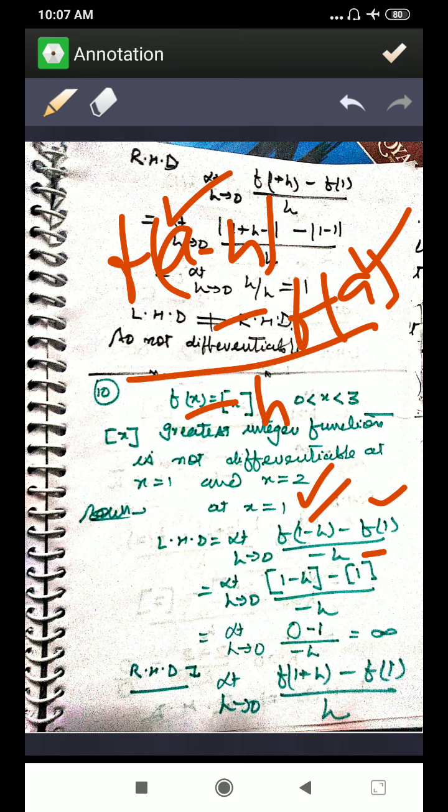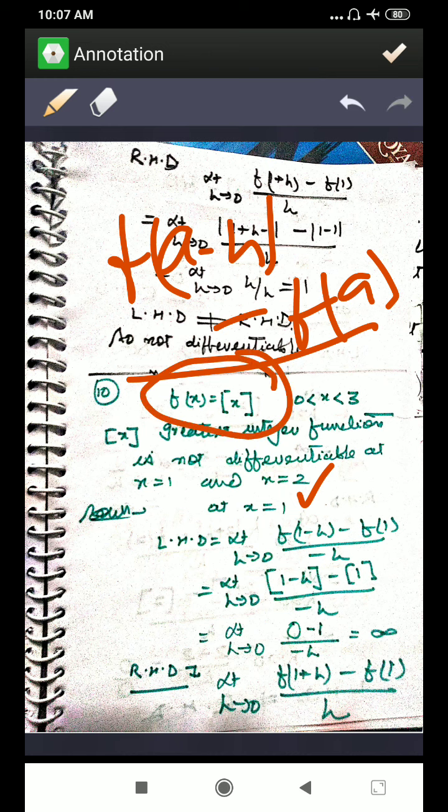Now we'll calculate f of 1 minus h from this given function. So it will be the greatest integer function of 1 minus h. And f of 1 from this is the greatest integer function of 1. In the denominator it is minus h. As I just explained, the greatest integer function of 1 minus h will be 0, and the greatest integer function of 1 will be 1 only. In the denominator it is minus h. So you will get it comes out to be infinity, 1 by 0, when you replace h by 0.